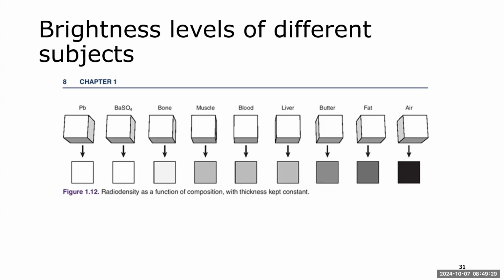Yeah, lead and air. That's the extremes. So that is going to give you the absolute highest subject contrast, because lead is not going to let photons through at all, and air is going to let a whole lot of photons through, right? So that's going to be your blackest and whitest areas, which would be the highest subject contrast.